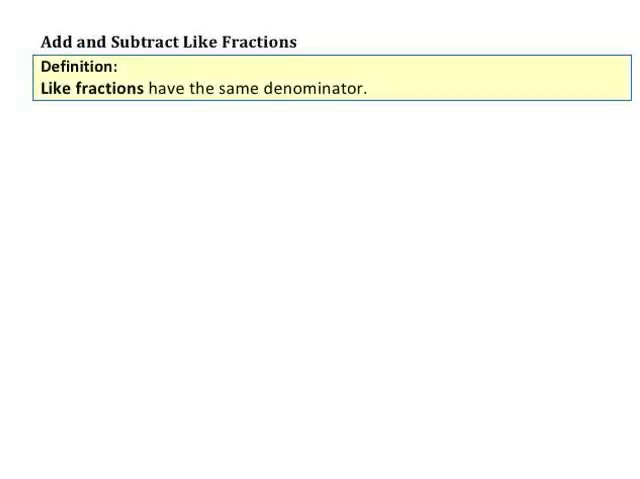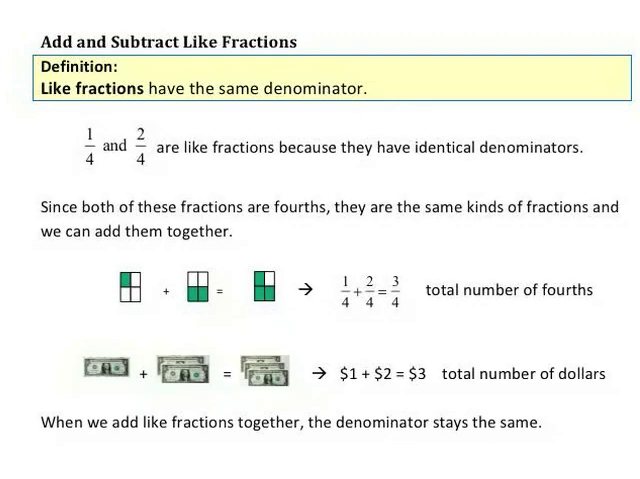Add and subtract like fractions. Let's start with a definition. Like fractions have the same denominator. 1/4 and 2/4 are like fractions because they have identical denominators. Since both of these fractions are fourths, they are the same kinds of fractions, and we can add them together. So down here, I have 1/4 plus 2/4. Well, I can add those fractions together because they're both fourths to give us a total of 3/4.